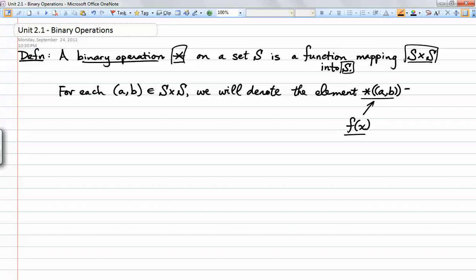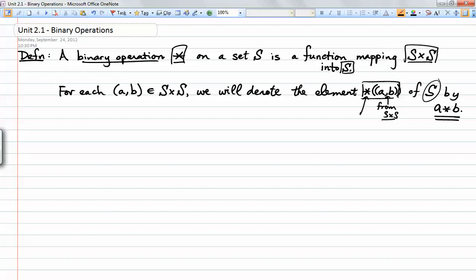So if I take this element from S cross S, we'll denote that element, this thing, right? The AB comes from S cross S. When I plug it into the function star, we're going to get an element of S, and we'll denote it by A star B. Okay? So again, you take the element from S cross S, you plug it into your function right there, and then you get a new element that comes from just S, and it's this, A star B.